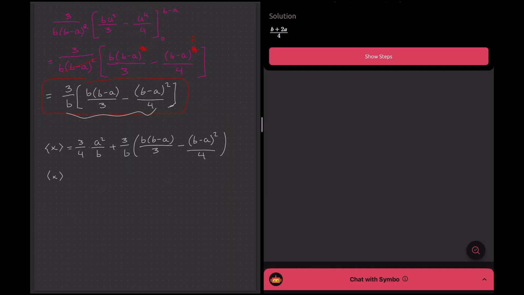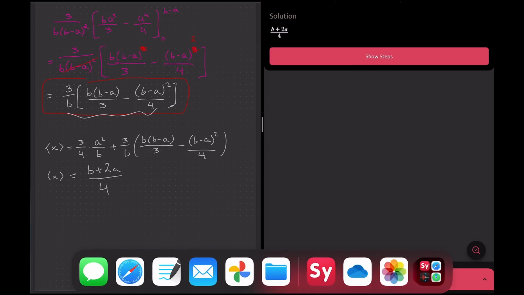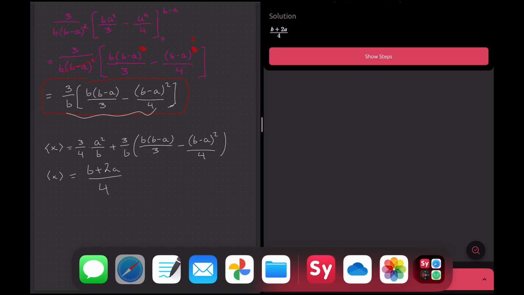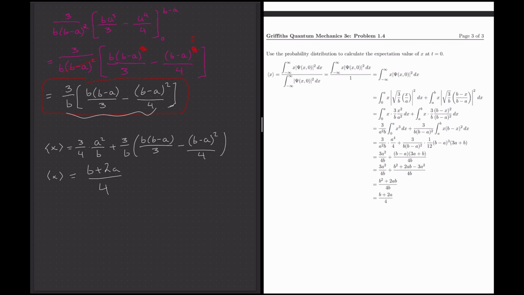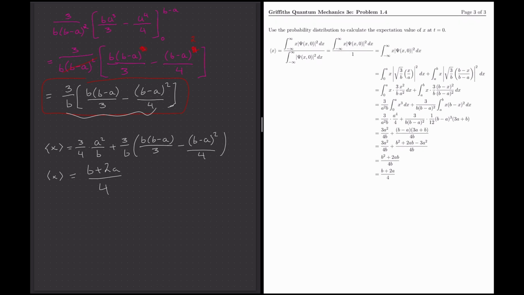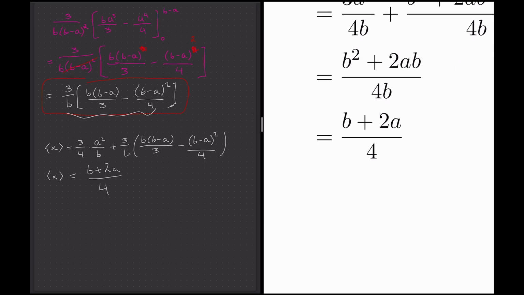Okay, so we get an interesting answer. I use the simplification Symbolab thing: (b + 2a) over 4. I guess we should also check the answers. Okay. Here is the answer for the expectation value of x. And we get the right answer.